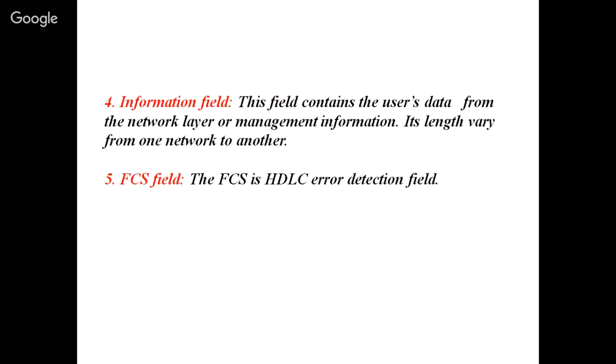The fourth field is the information field. This field contains the user's data from the network layer or management information. Its length varies from one network to another. The last field is the FCS field. The FCS is the HDLC error detection field, which stands for frame check sequence.